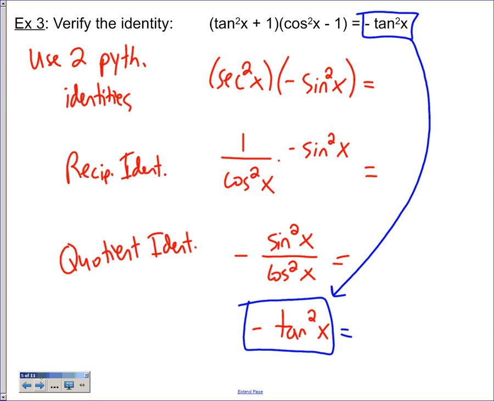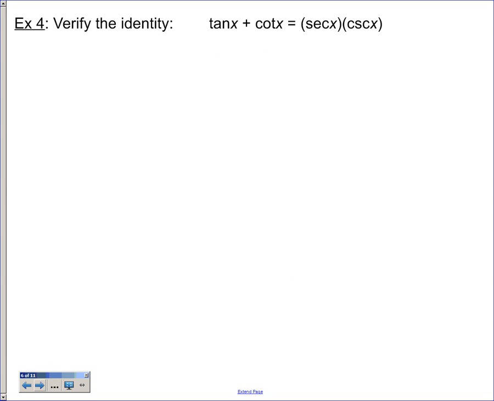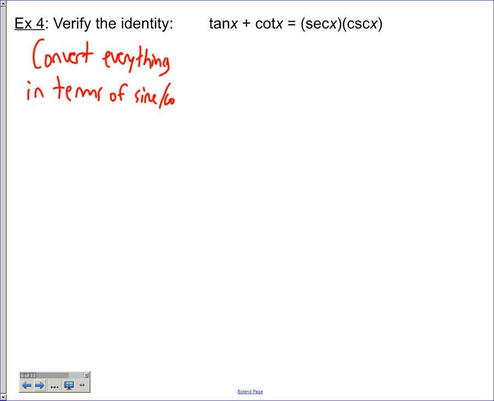Our next example, example 4, is going to be a little bit trickier to solve. So you can see we have a tangent, a cotangent, a secant, and a cosecant. So there's really no identities that come to mind that deal with all 4 of those trig functions. So the best place to start in this problem is converting everything in terms of sine and cosine. Okay, so let's go ahead and do that.